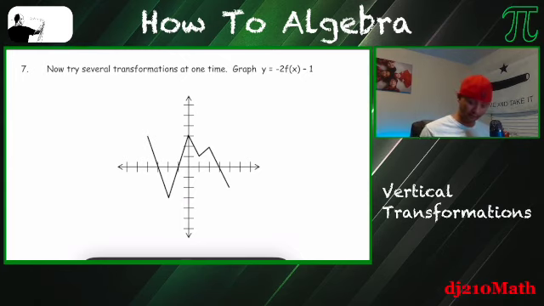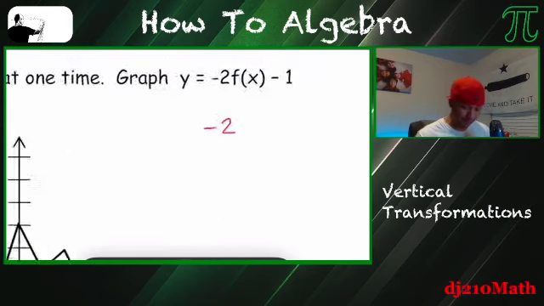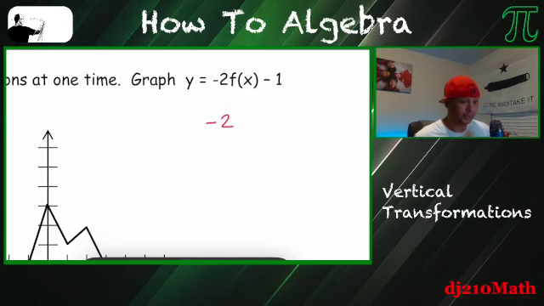So check it out. This is -2. The negative reflects it across the x-axis. The 2 is going to double it, right? It's going to double, stretch it after it reflects. So it reflects, stretches, and then it's going to shift down, right? Because of the -1. So f of x is going to reflect, stretch, and then shift down.